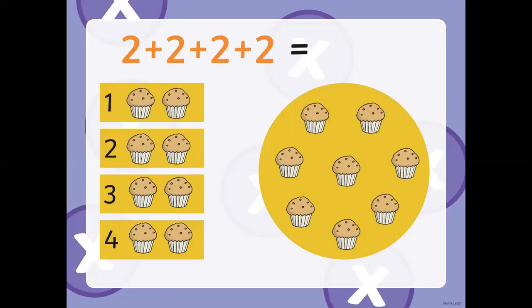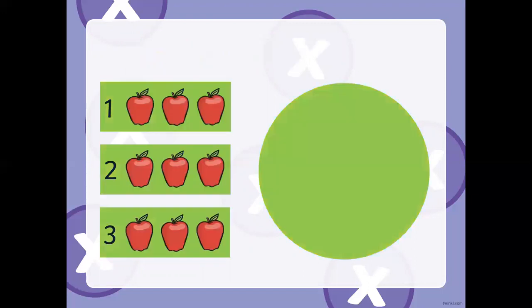So the group that we would have started with there is in the circle on the right hand side. So let's count them all together. So we've got 1, 2, 3, 4, 5, 6, 7, 8 muffins. They were broken down into our 4 groups. In each group we've got 2 muffins and we've added them all together. The answer you should have got there is 8. Well done if you got that correct.